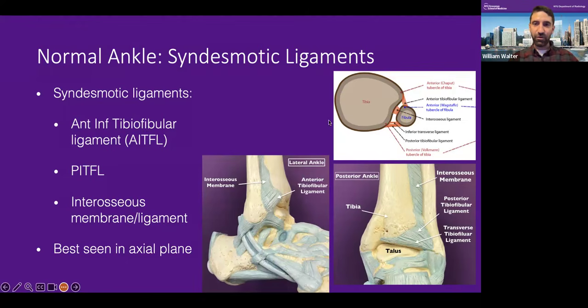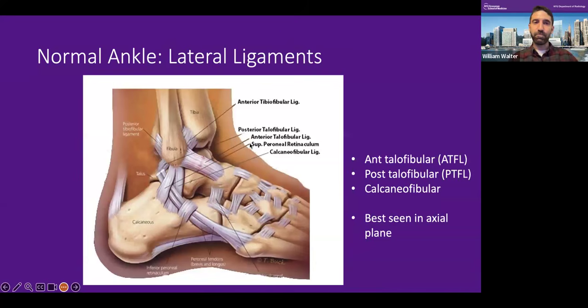These ligaments, as shown in this little diagram here, are best seen in the axial plane, and we'll see examples of them on actual MR images in a moment. These run at a slightly oblique plane, but mostly in the axial plane, so they're best visualized in that way, as shown here.